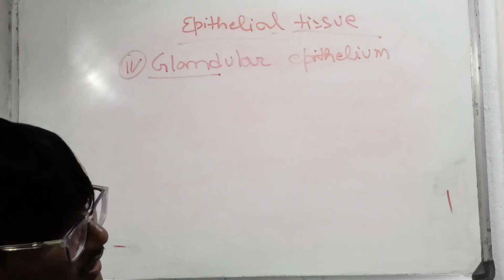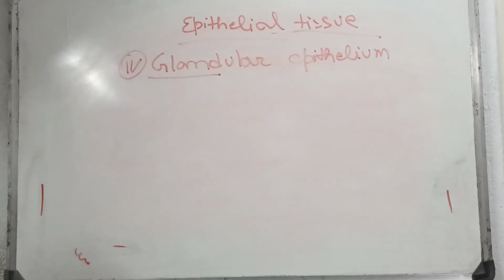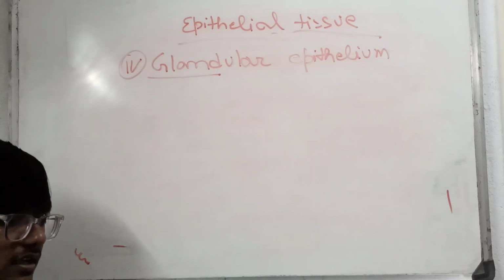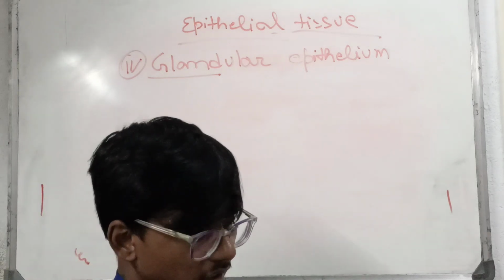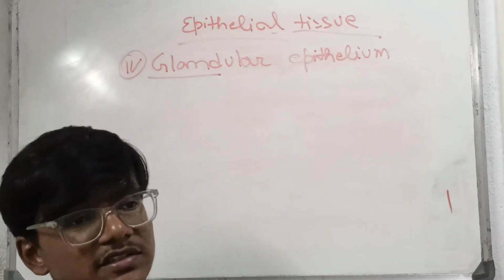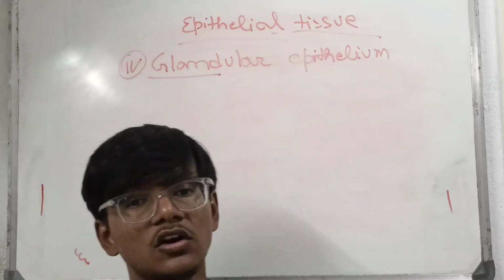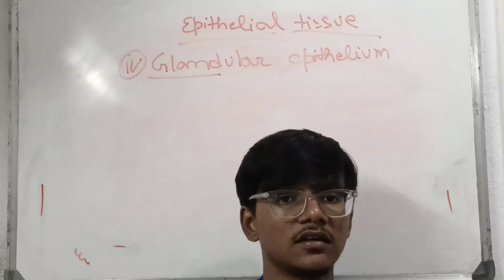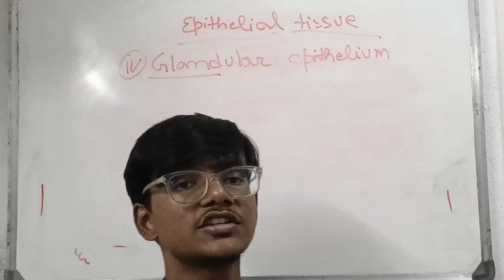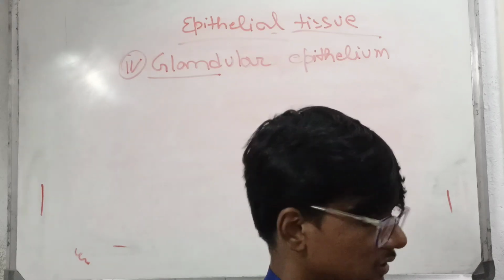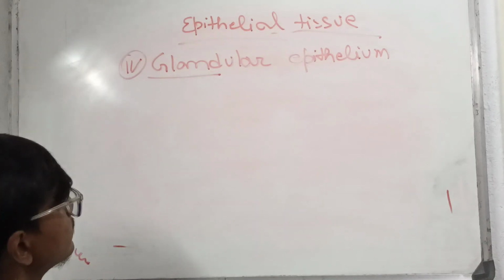So what is the function of the gland? They secrete something. Okay, for example, if I take the sebaceous gland, you know it now. What is the purpose of the sebaceous gland? The sebaceous gland secretes oil on the face, on the body, you can say. So that is helping in the secretion of anything. So this is about your glandular epithelium.